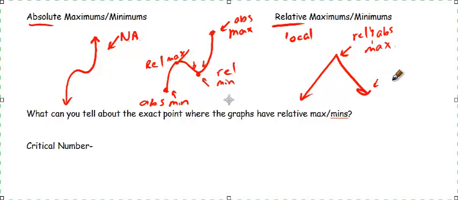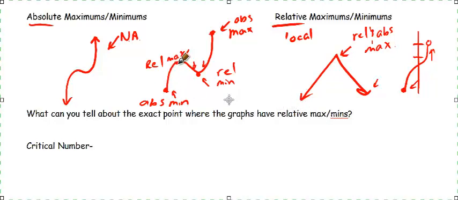Other things that throw things into disarray: you can't really have an open endpoint. So something like this would have an absolute minimum, but no absolute maximum. Let's say this was 2 on the number line. Well, what would the absolute highest point be? Would it be 2? Well, it's not 2 because 2 is not included. 1.9, 1.99999. So this does not have a relative or absolute max. It does, however, have a relative minimum. For you to have that maximum, you have to have the point. So vertical asymptotes don't have absolute maxes or relative maxes or mins because there isn't an actual point there.